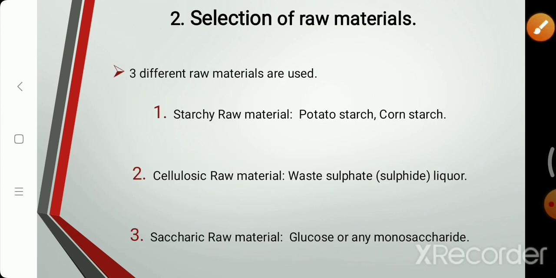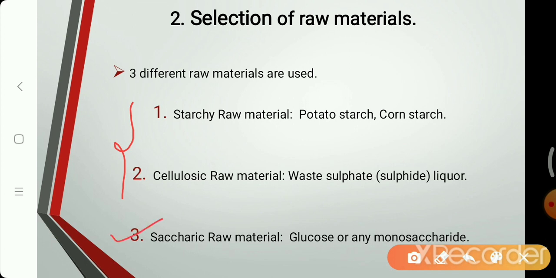The second step is selection of raw material. Three different raw materials are used. First is starchy raw material, for example potato starch and corn starch. Second is cellulosic raw material, for example waste sulfide liquor. Third is saccharinic raw material, for example glucose or any monosaccharide. Of these, starchy and cellulosic raw materials contain polysaccharides, whereas saccharinic raw material contains monosaccharides.